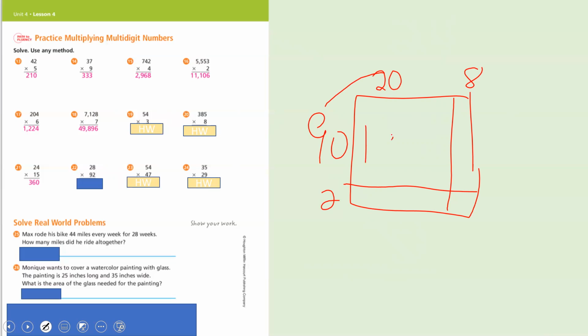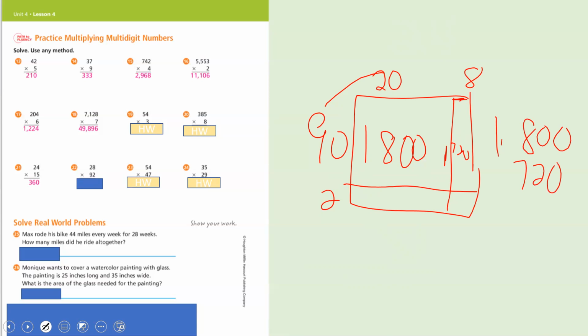Well, 2 times 9 is 18, and then add your 0. This would be 8 times 90. Well, 9 times 8 is 72. Add your 0. I'm going to write that over here because I'm going to have to write it separately anyways when I add them all together. It's 720.